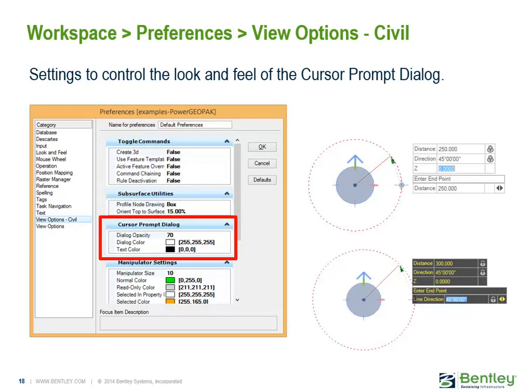A couple other things that you'll need to be aware of, and some additional settings. Under Workspace Preferences, View Options, Civil, you'll see the Cursor Prompt Dialog settings. These settings allow you to control the look and feel of the cursor prompt dialog. For example, if you're in a black background, you might want the dialog to be white, whereas if you're using a white background, you might want your dialog to be darker to be easier to see.